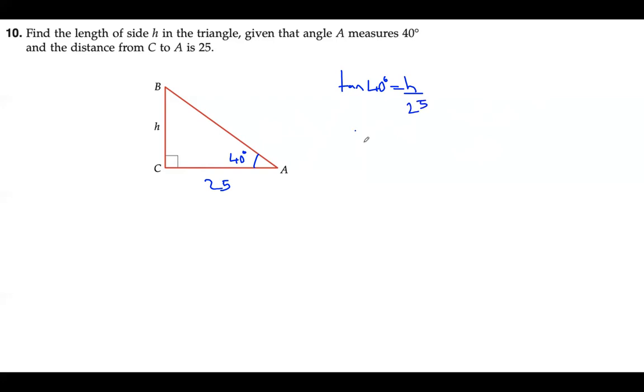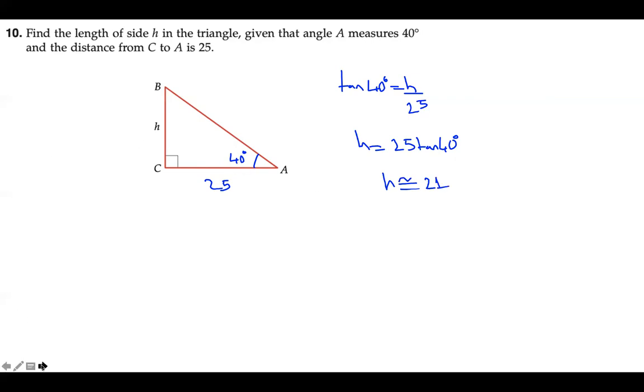From the cross product, h will be 25 times tangent 40. Just a second, I will calculate it in my calculator. First of all, you need to set your mode of calculator to degree, because our angle is degree, otherwise your answer will be wrong. After you set the degree, you can write 25 times tangent 40, approximately 20.97. We can say approximately it's equal to 21. 20.97 is so close to 21.